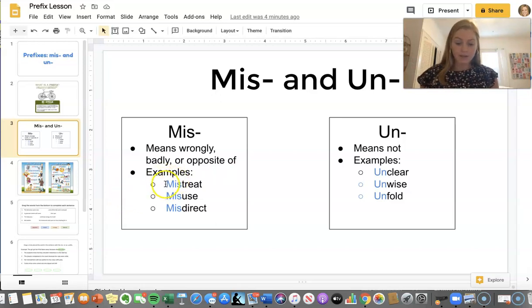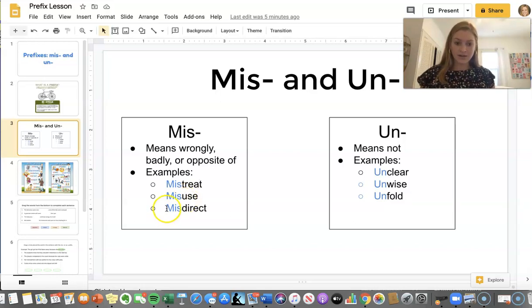So if you're adding this prefix miss to a word, you're showing that it was done wrongly. If we look at this word mistreat, we know that it means to be treated wrongly. So if you mistreat your fish and forget to feed it, it will be really hungry and probably not feel well. So you are treating it wrongly. If you misuse something, then you are using it wrongly. If you misuse your toys, your mom might take it away and put it somewhere else.